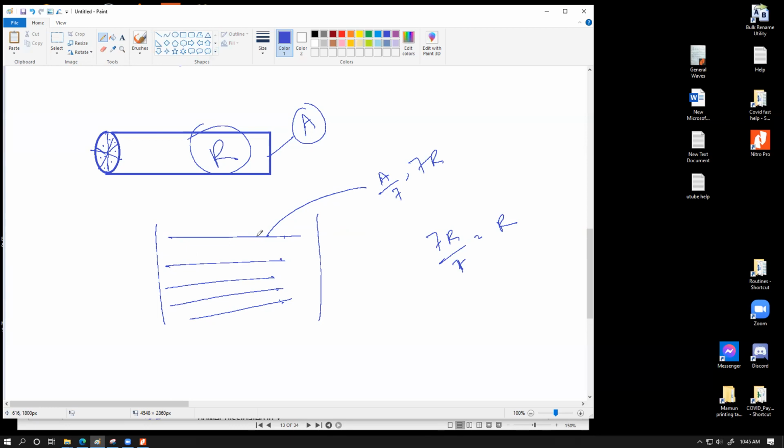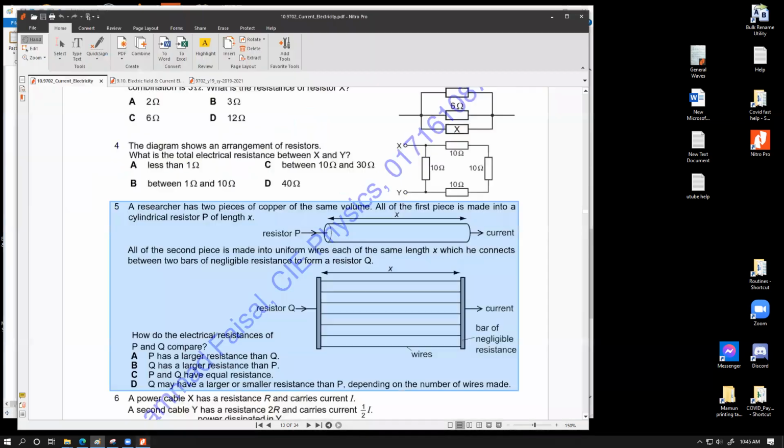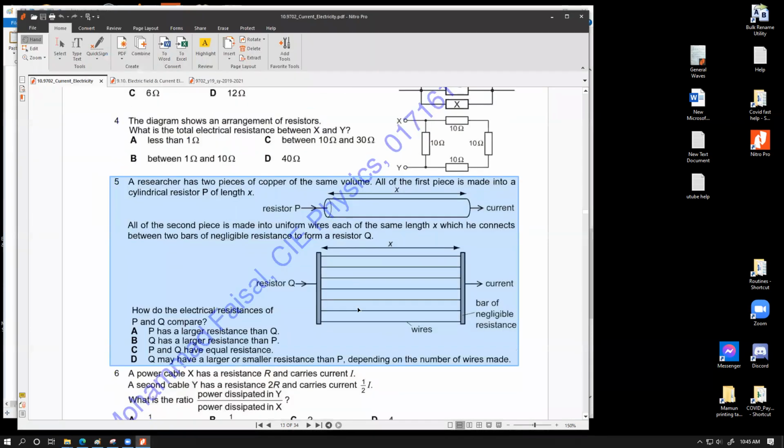The same thing has been split into multiple pieces and connected in parallel. Basically it's the same piece, just that current flows through different cross-sectional areas which are separated out. That's why the correct response for this question should be which one? C, sir. C is the correct response.